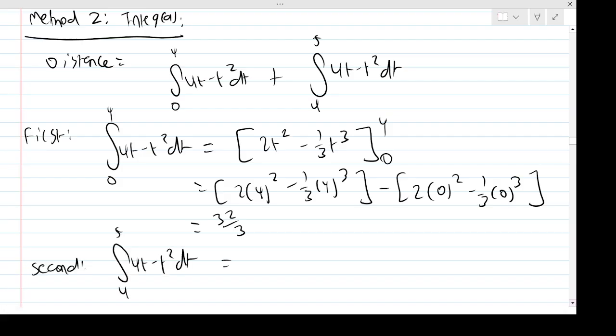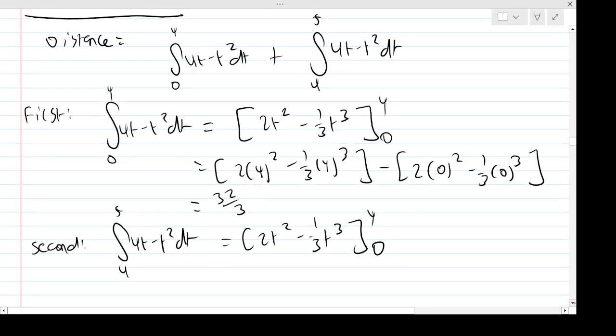And so doing that, it's exactly the same integral now. Don't need to integrate it again. We can just reuse it. So that'd be 2t squared minus a third t cubed between 5 and 4. So 2 lots of 5 squared minus a third lots of 5 cubed. Then I'm going to take away and plug in 4.